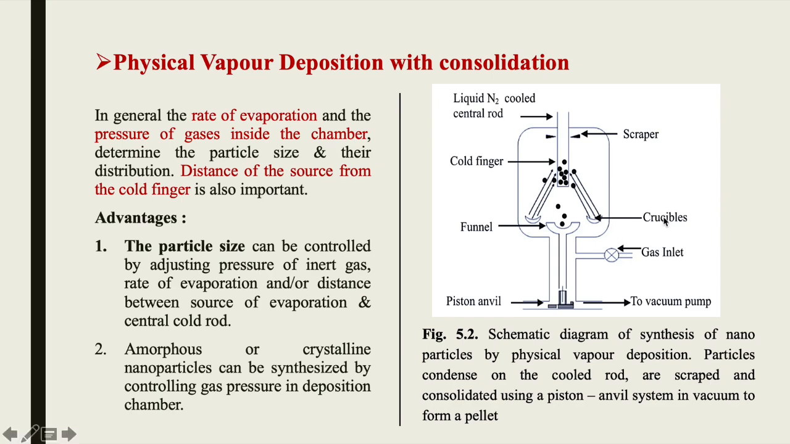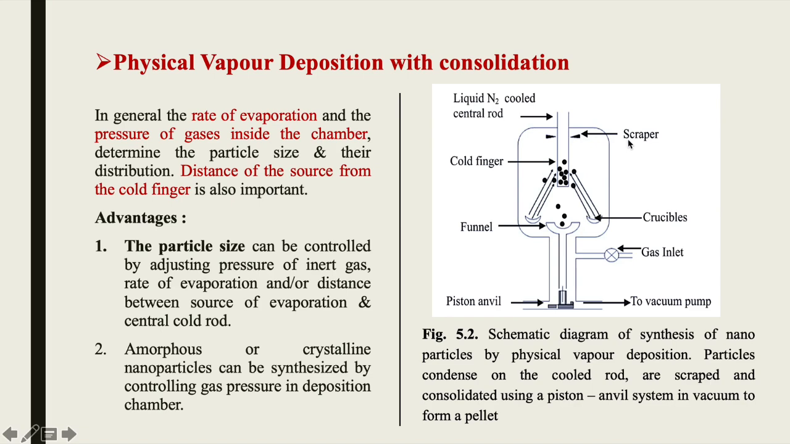Beside it there will be a crucible. The crucible has the work just to evaporate the nanomaterial in uniform form. This is the cold finger, where inside the cold finger you will have liquid nitrogen. This is the central rod, and this is very important to get your condensation at a particular time or fixed temperature. Based on this temperature, your nanoparticle size will depend.